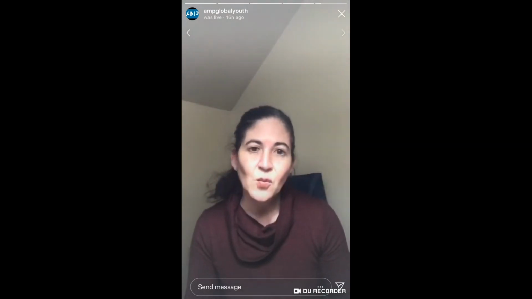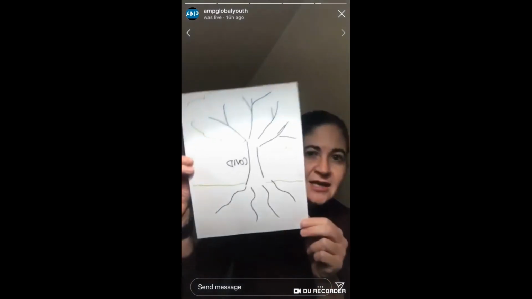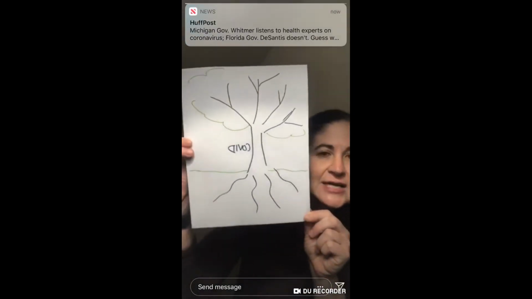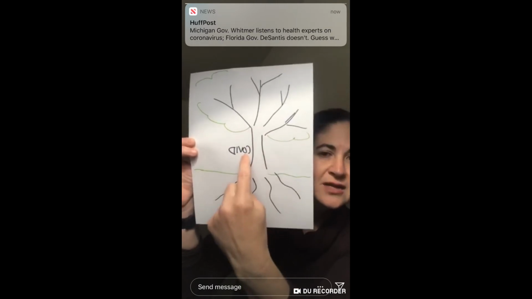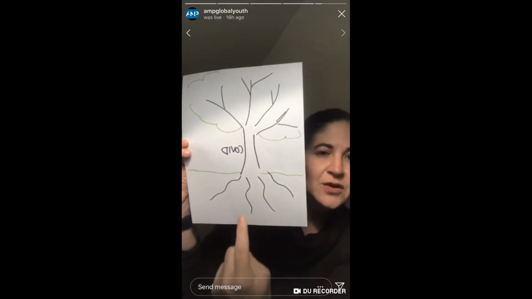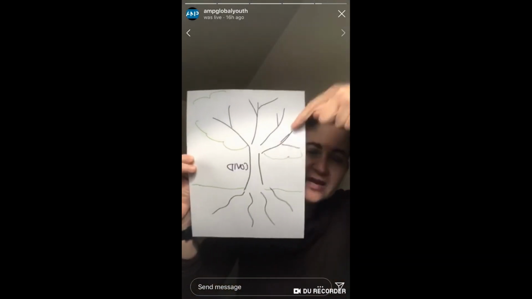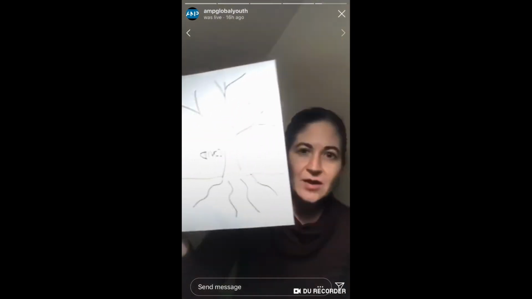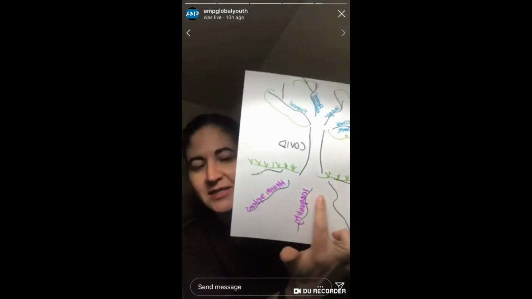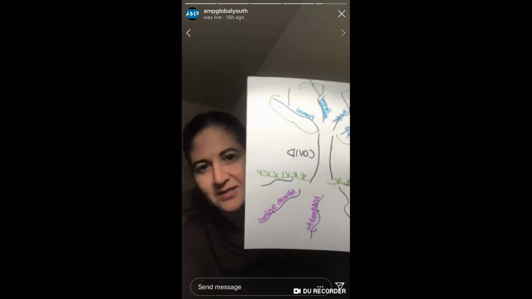We use a tool called a problem tree. You may have seen this elsewhere. I've put COVID on here. We put the actual problem at the trunk, and then the things contributing to it are the roots, and the things that come out of it, the expressions of it, are the branches. And you can take an issue you care about, whether it's COVID or homelessness in your community or something else, and do a similar graphic. And it really helps you see the contributing forces and the results of that issue.